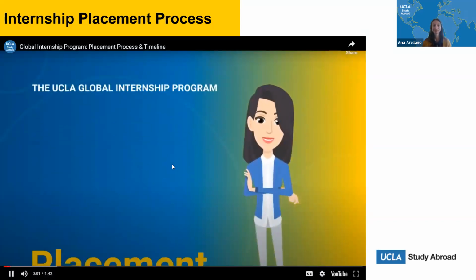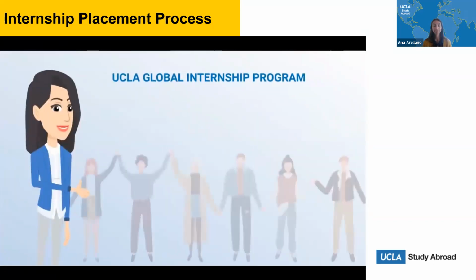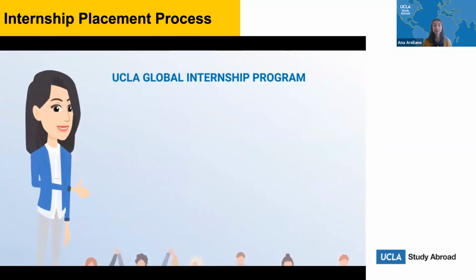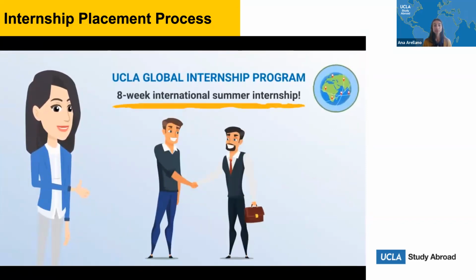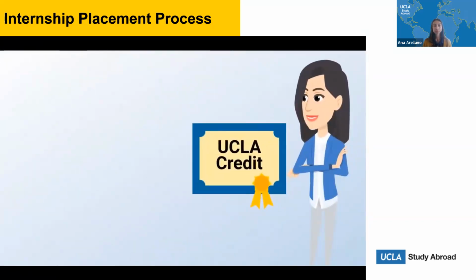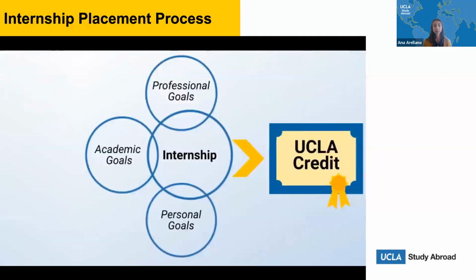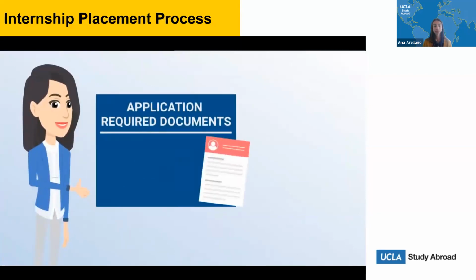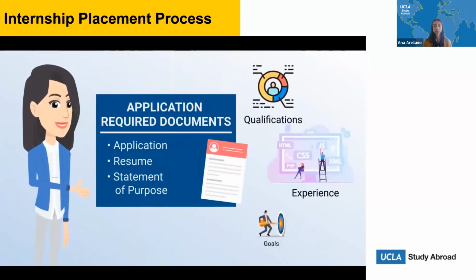The UCLA Global Internship Program. Placement process and timeline. The Global Internship Program offers UCLA students the opportunity to gain a competitive edge in the job market with an 8-week international summer internship. Students receive direct UCLA credit and secure an internship based on their academic, professional, and personal goals. After an application is submitted, the student will interview with our program partners in the host country to assess their qualifications, experience, goals, and discuss possible internship placements.